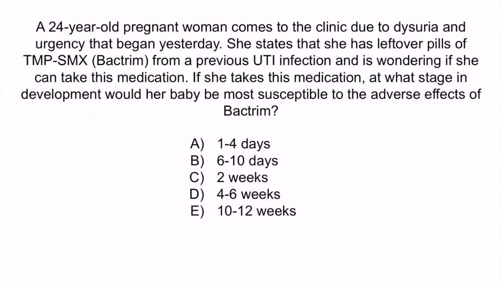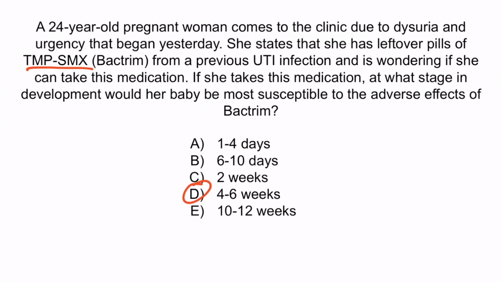Hopefully from the question stem you notice that she was thinking about taking TMP-SMX, which has teratogenic effects. Fetuses are most susceptible to teratogens during the embryonic period of 3 to 8 weeks because this is when important organs are forming. So the correct answer is D, 4 to 6 weeks.